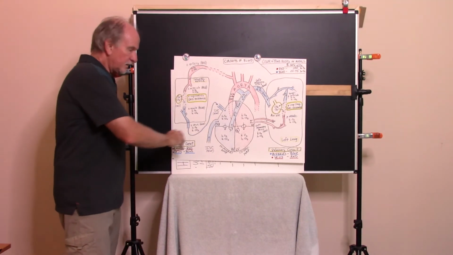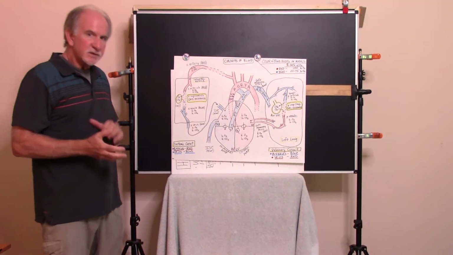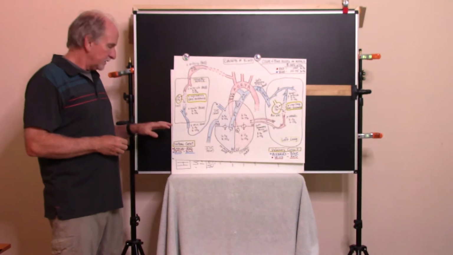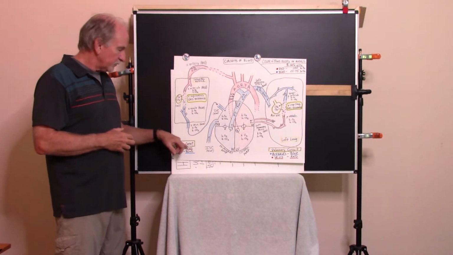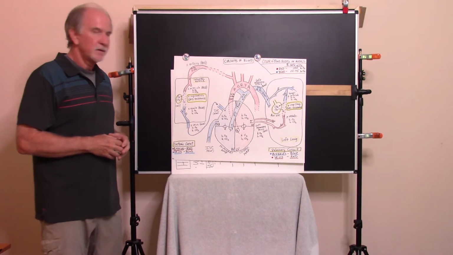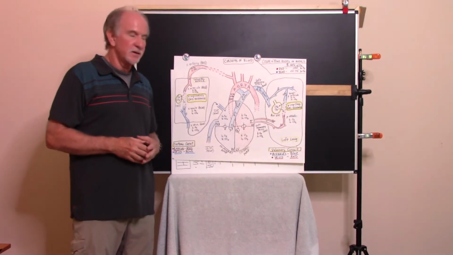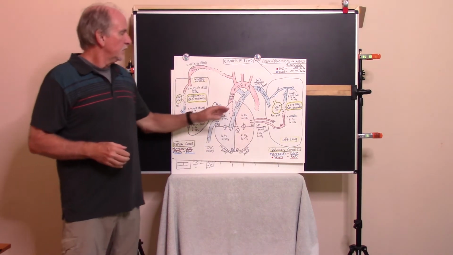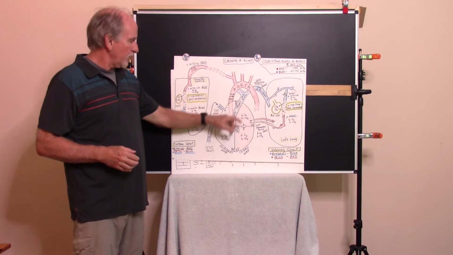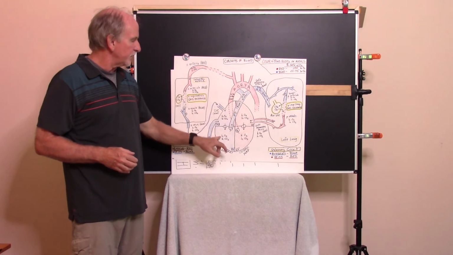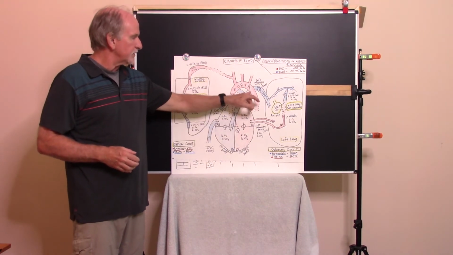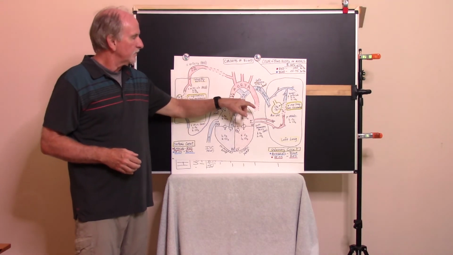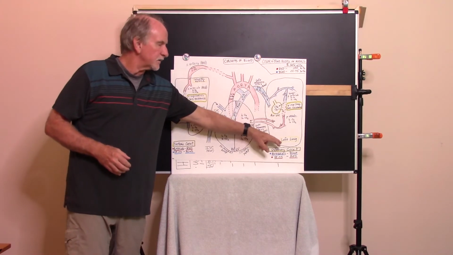We're going to find that the coloring convention is just the opposite between the systemic circuit and the pulmonary circuit. In the systemic circuit, the arteries are colored red and the veins are colored blue, whereas in the pulmonary circuit, the arteries are colored blue and the veins are colored red. So the blue colored artery, known as the pulmonary trunk, coming out of the right ventricle, branches, and we're going to take the left pulmonary artery into the left lung.